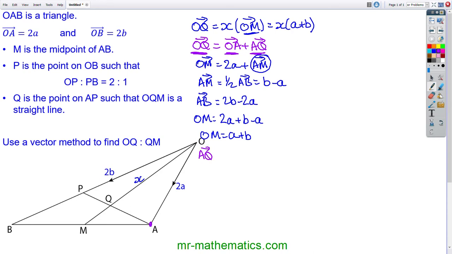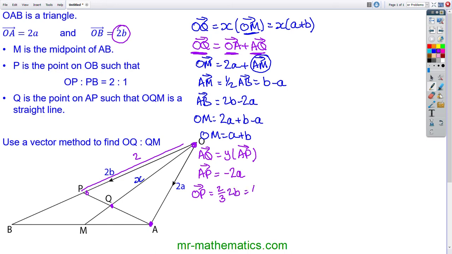And A to Q is from here to here. And this is a fraction or a proportion of the line A to P. So now we can work out A to P, which will be from A to O to P. We know that A to O is minus 2a. So now we need to work out O to P, which will go here. And we've been told that this is 2/3 of O to B. So 2/3, and we know that O to B is given as 2b. So 2/3 of 2b, which is 4b over 3. So A to P will be A to O, which we've written here, plus O to P, 4b over 3.